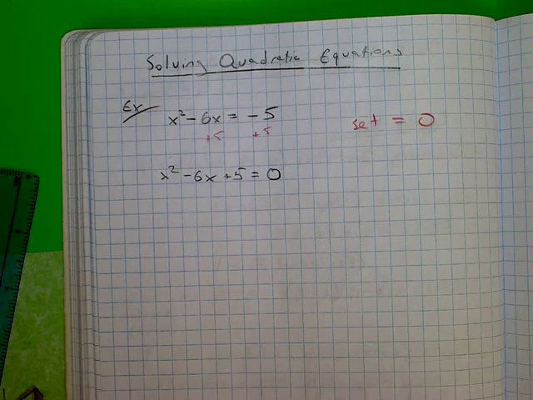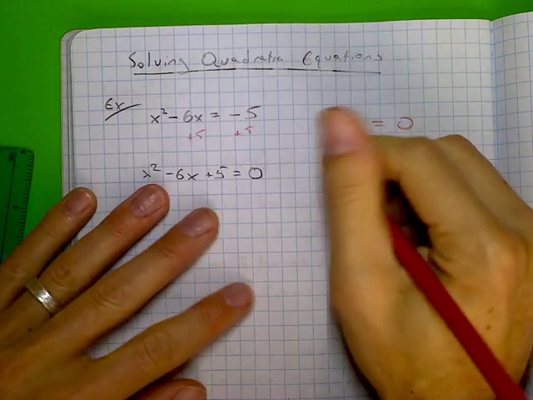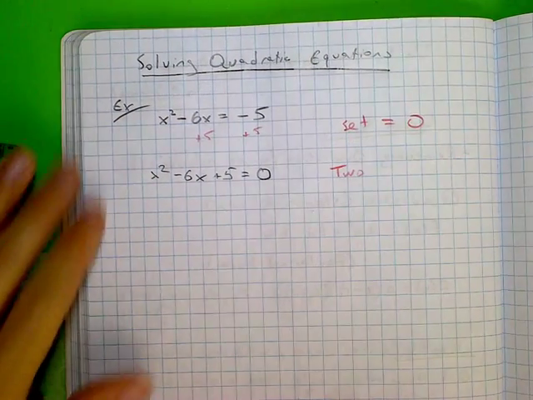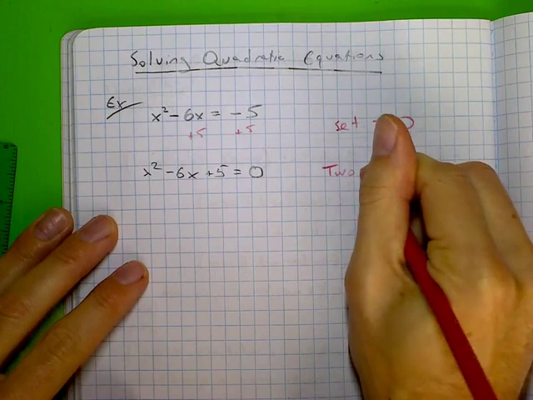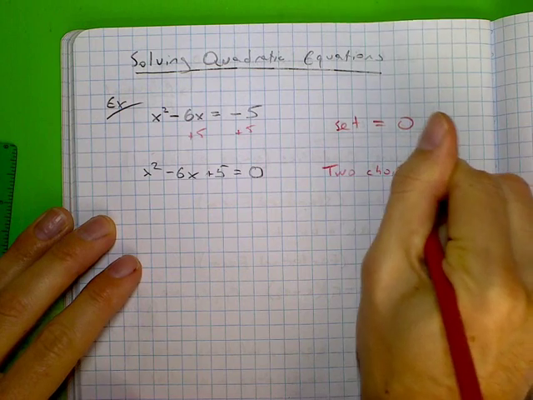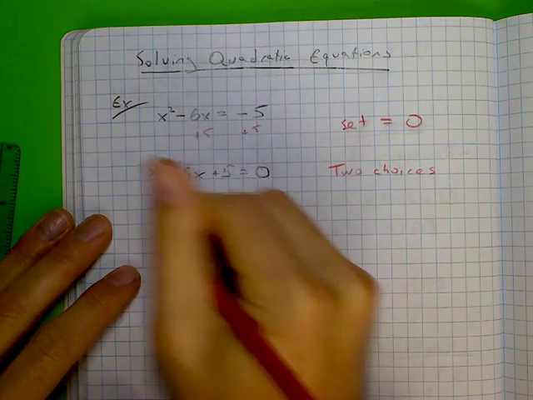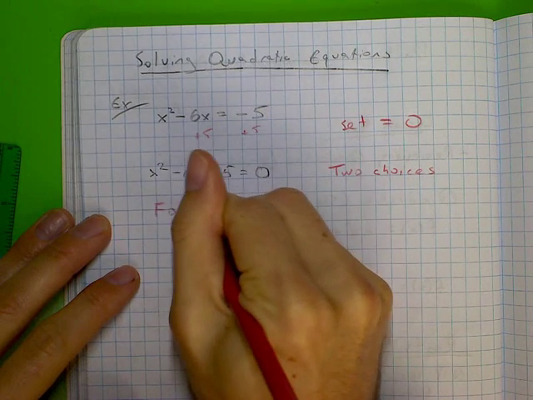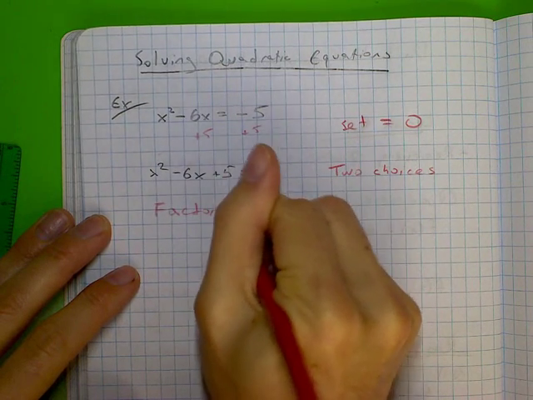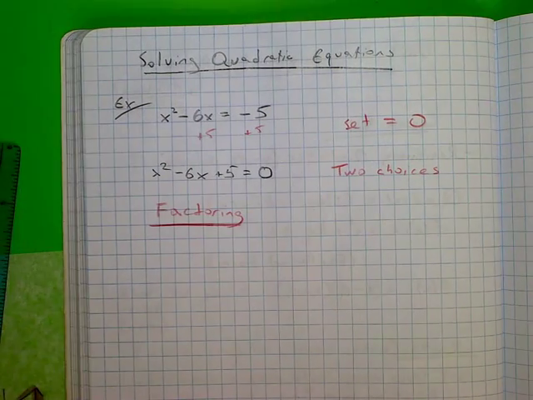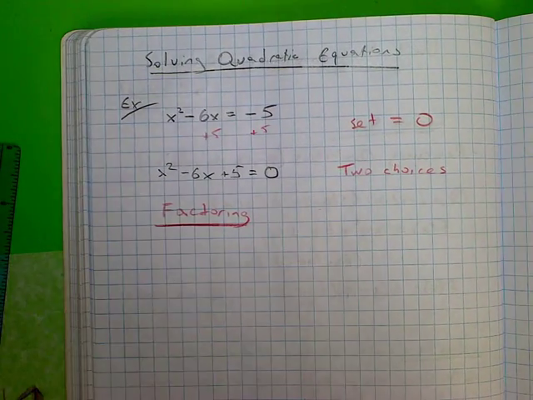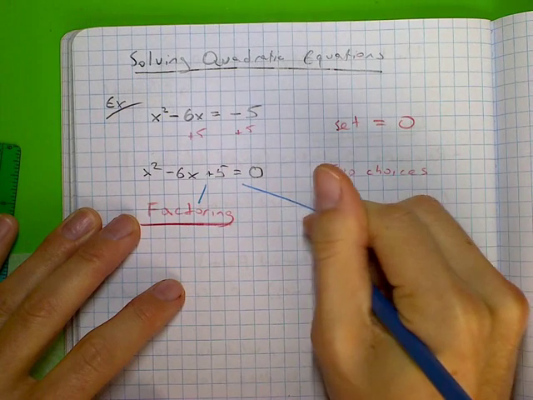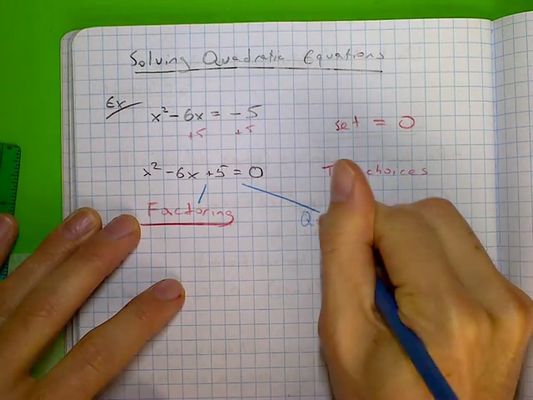Now, we have two choices from here. Actually, well, we have 3. We're going to use 2 of them. All right. So 1, we could factor it. That would be choice number 1. Choice number 2, we could use the quadratic formula.